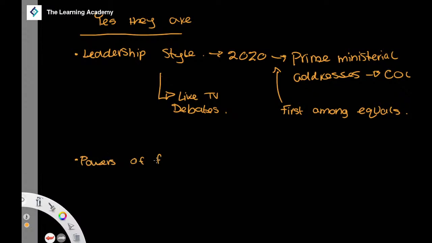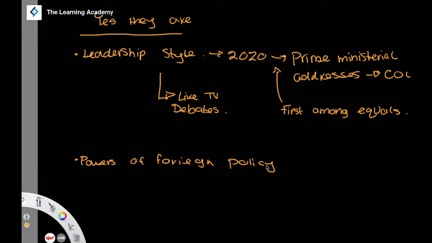Powers of foreign policy. As we know, those who have studied US politics, as we know, the President of the United States is the Commander-in-Chief, okay? So the President being Commander-in-Chief means that the president has the power to do a number of things on the foreign stage.